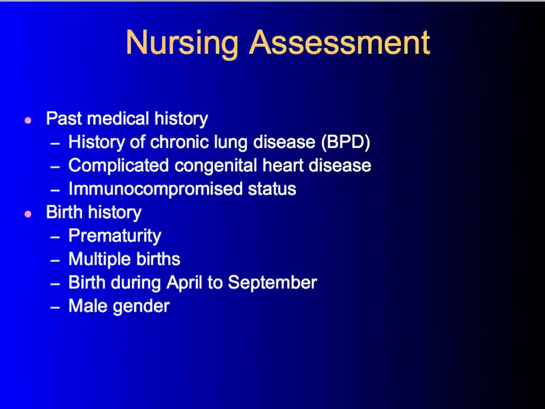Nursing assessment, you're going to want to look at past medical history, looking for a history of chronic lung disease such as bronchopulmonary dysplasia or BPD, which you will cover that disease process in the high-risk newborn. Complicated congenital heart disease, which I will be covering under the cardiac, and an immunocompromised status. For birth history, find out if the baby was born prematurely, if there were multiple births, if they were born between April and September during those summer months, and if they are male.